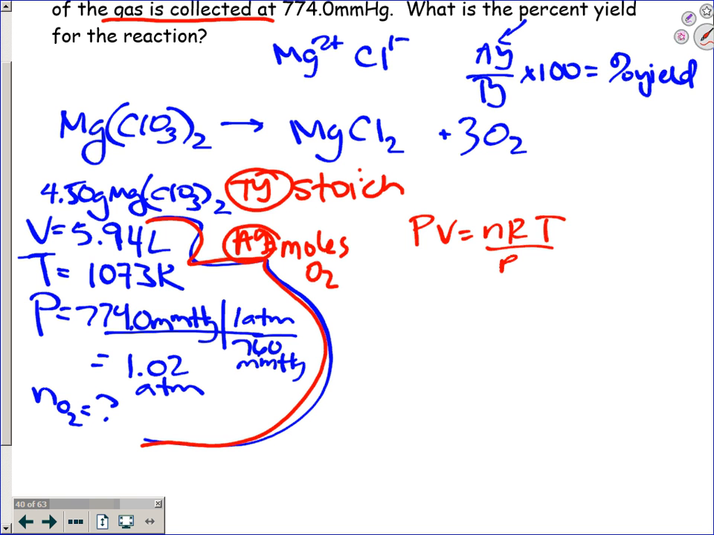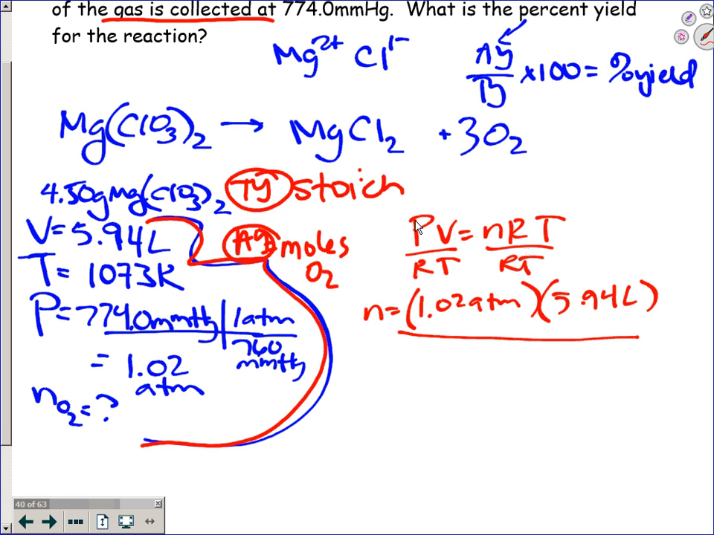Divided by RT, good, divided by RT. So n is equal to, what's P? 1.02 atmospheres, okay? What's V? 5.94 liters, good, divided by, everybody's working this through with me.